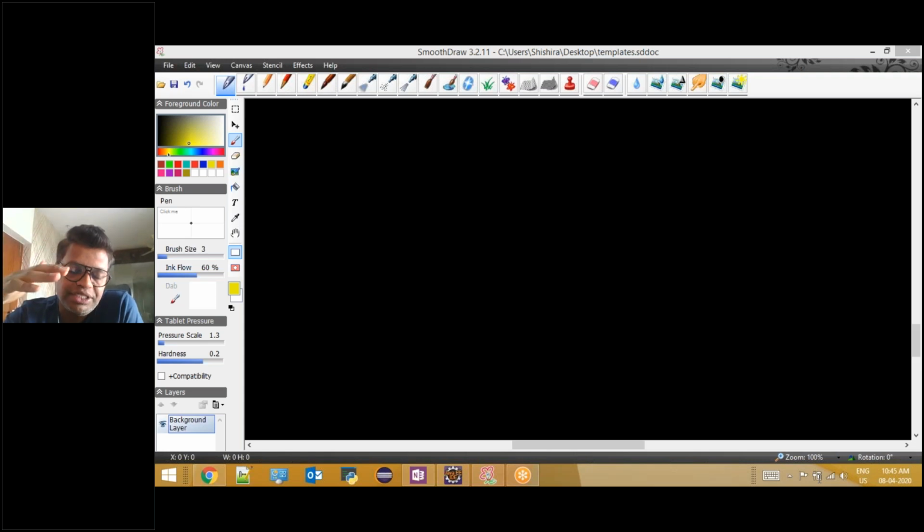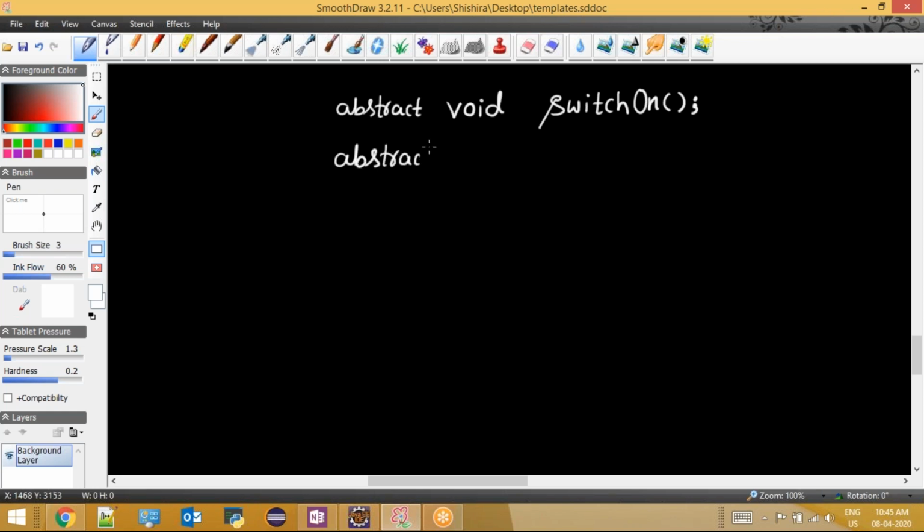So only action without the reaction means abstract method. I'll write it here. I'm going to write a method now, switch on. Let's say I'm going to perform something called switch on. So switch on is an action, but there is no reaction. So when I write a method with only action, such a method is considered an abstract method. So I have to write it by using the keyword abstract. So this is an abstract method called switch on. Similarly, I'm going to write one more abstract method called switch off.